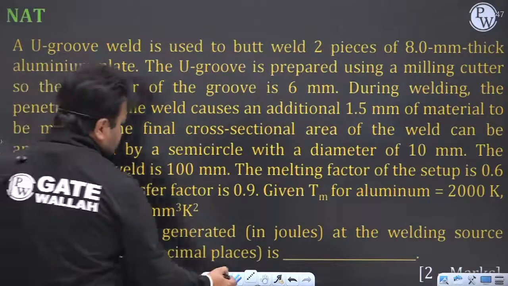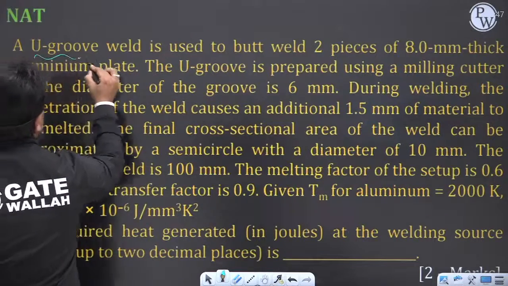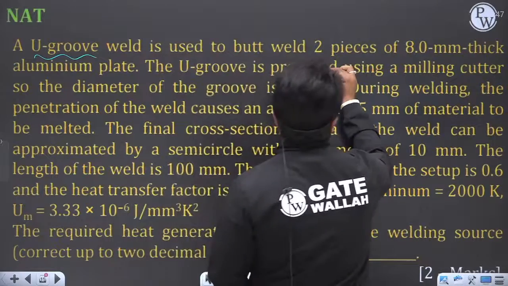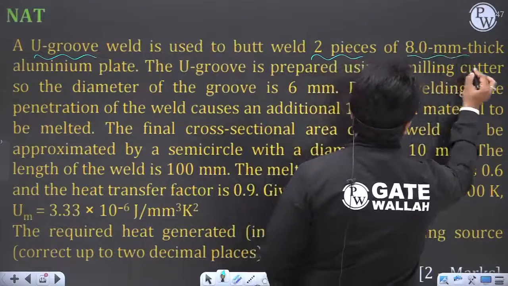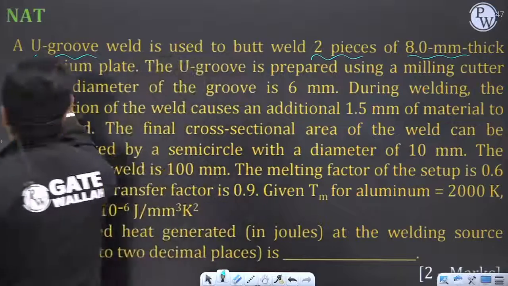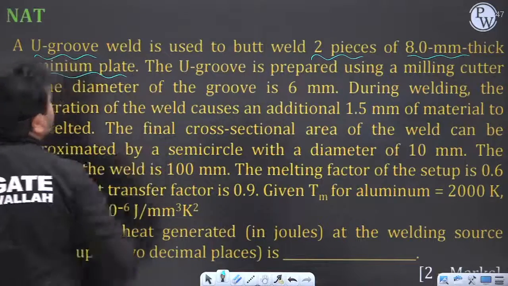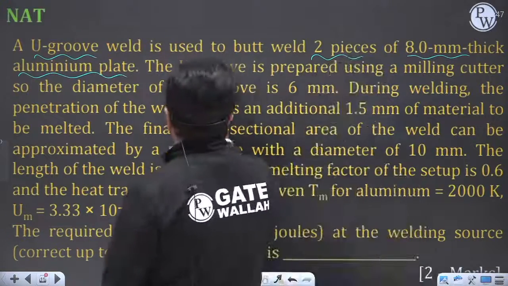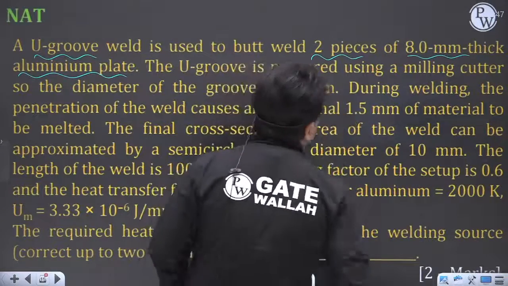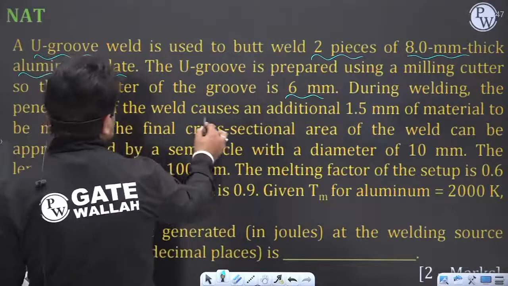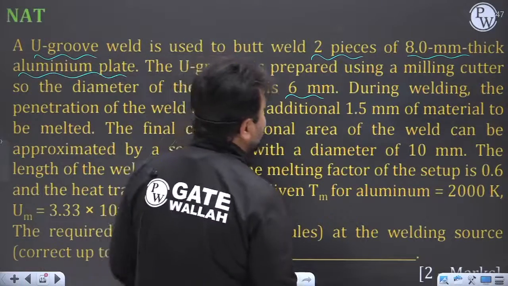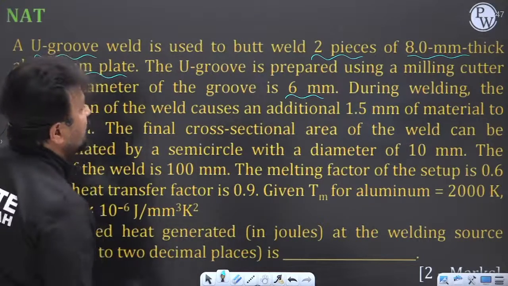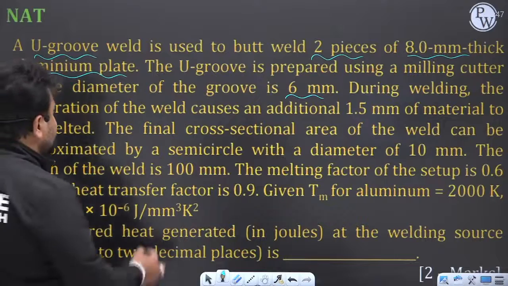Please solve this question. It is given that there is a U groove. A weld is used to weld two pieces of 8 mm thick aluminum plate. The U groove is prepared using a milling cutter so that the diameter of the groove is 6 mm. During the welding, the penetration of the weld causes an addition of 1.5 mm of material to be melted. The final cross-section area of the weld can be approximated by a semicircle.